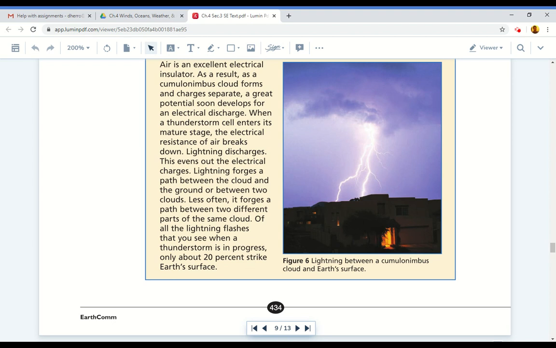When a thunderstorm cell enters its mature stage, the electrical resistance of air breaks down. Lightning discharges. This evens out the electrical charges. Lightning forges a path between the cloud and the ground or between two clouds. Less often, it forges a path between two different parts of the same cloud. Of all the lightning flashes that you see when a thunderstorm is in progress, only about 20% strike the Earth's surface.